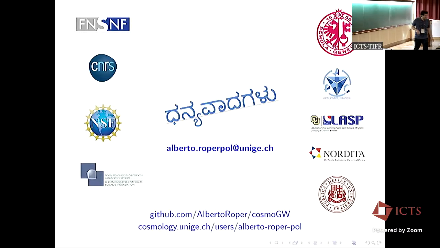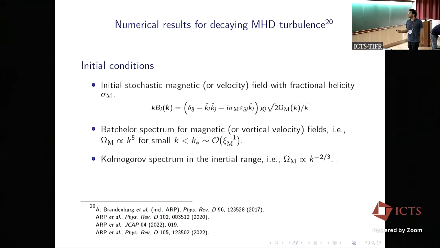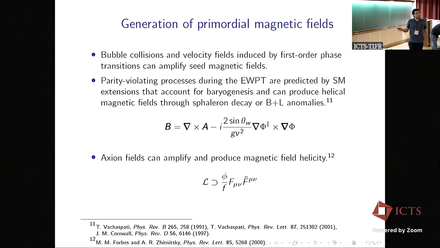Comments? Yes. In the beginning, you talked about the possibility to produce magnetic fields from the scalar field. So the scalar field is the SU2 doublet here? Yeah, this is from the Higgs field, from the doublet.